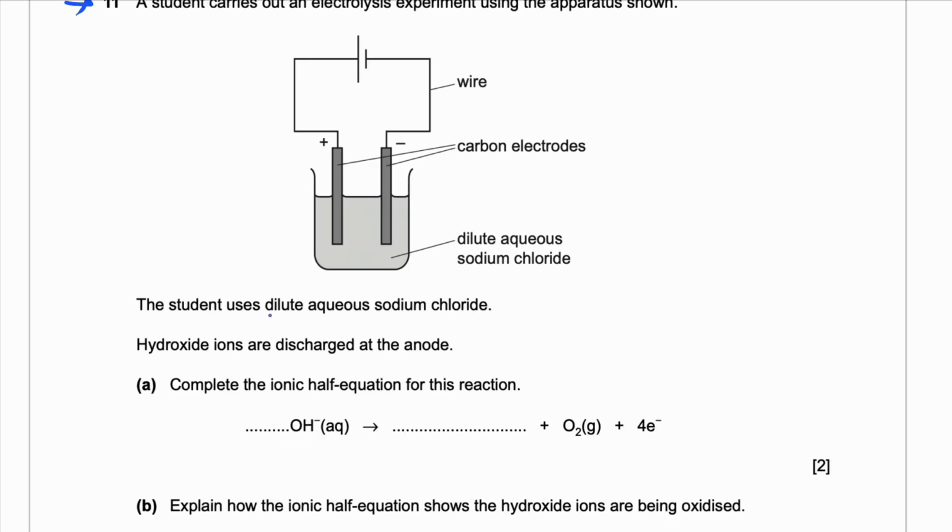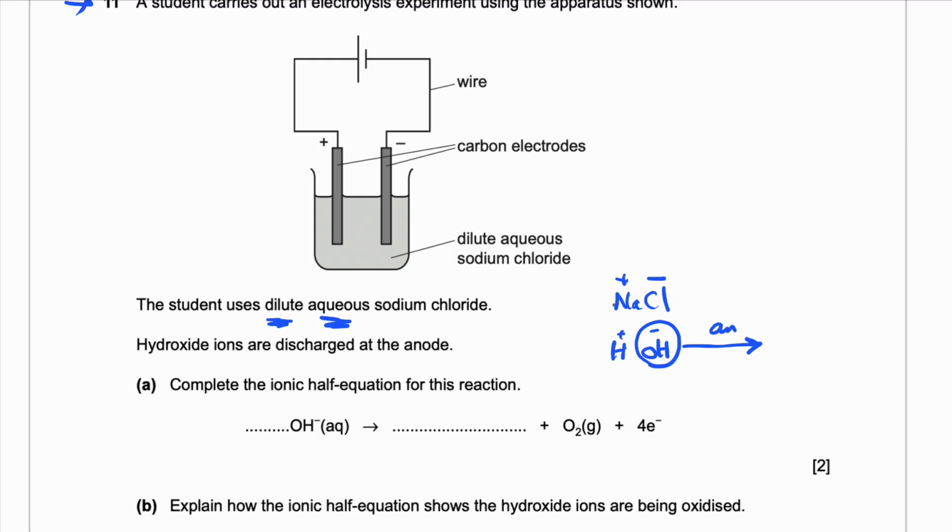A student carries out an electrolysis experiment using the apparatus shown. The student uses dilute aqueous sodium chloride. So we have NaCl, sodium chloride. Na is positive, chloride is negative, and it's aqueous. It means we have hydrogen and hydroxide, and it's dilute. It means hydroxide is going to discharge in preference to the chloride. So that's going to discharge since it's an anion at the anode.